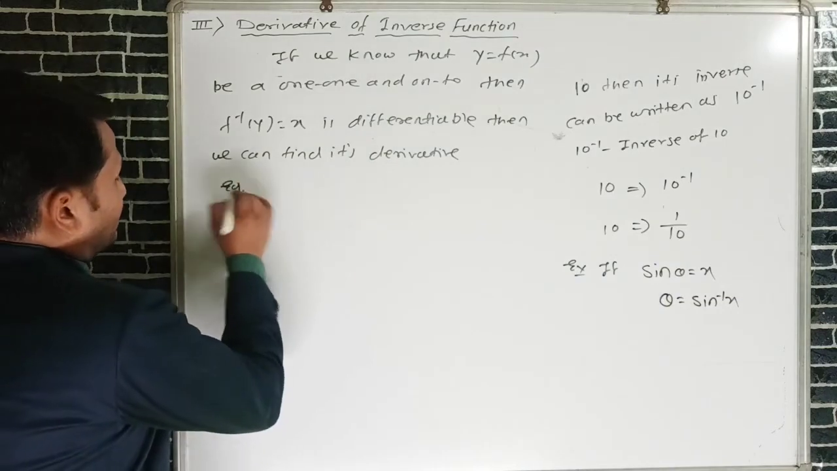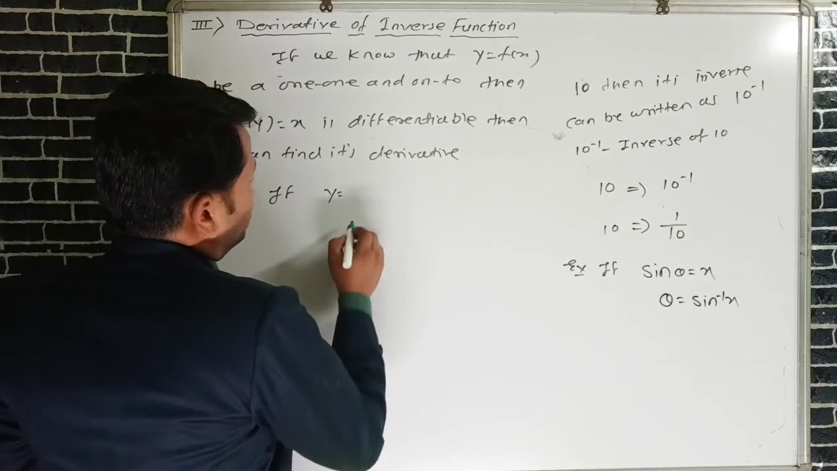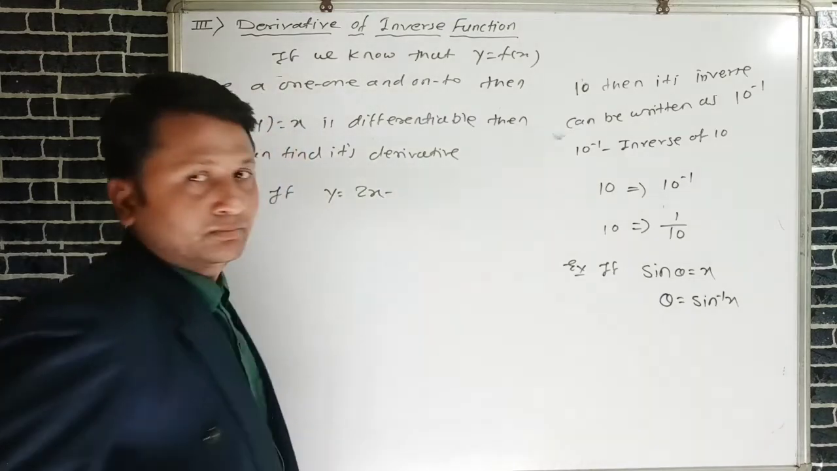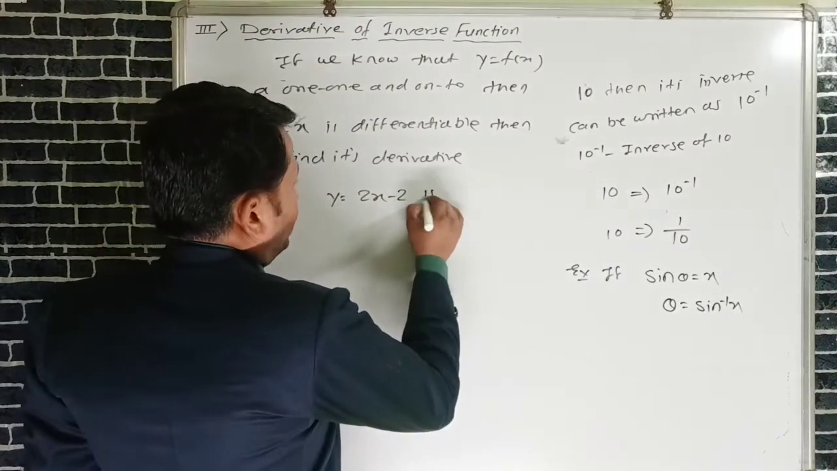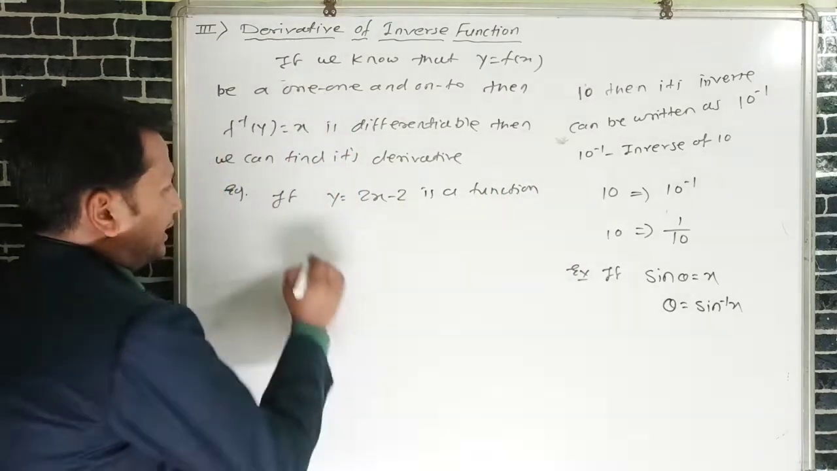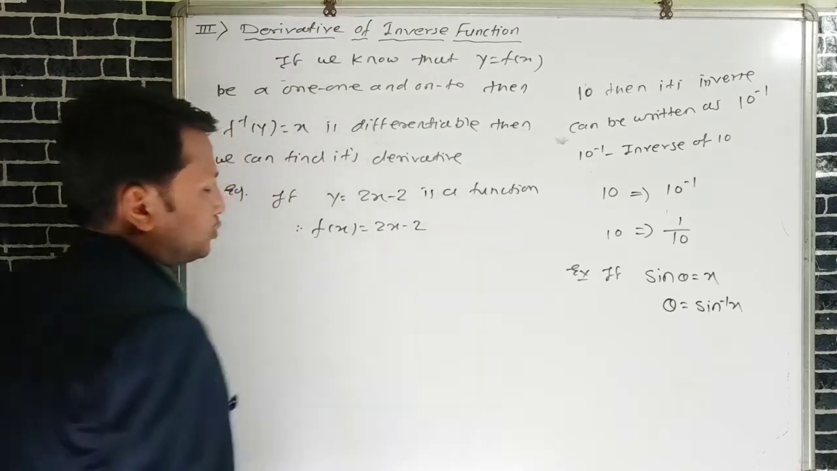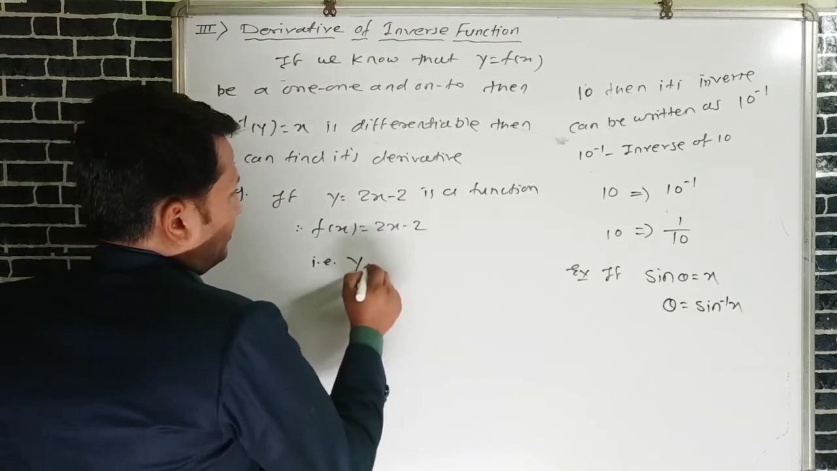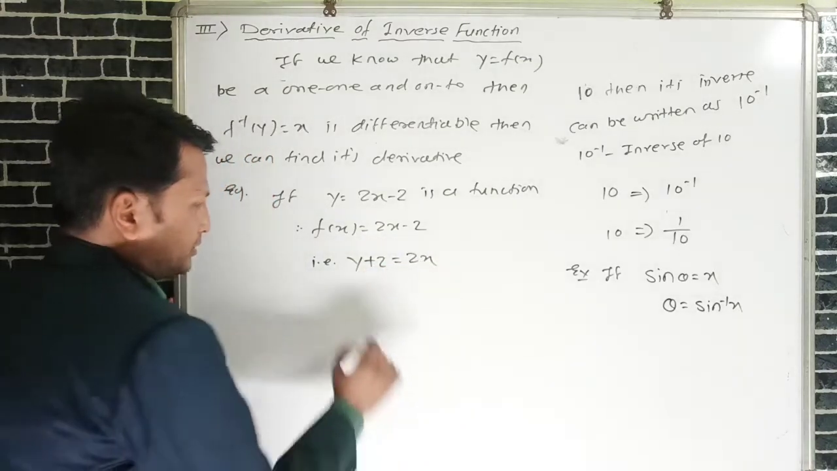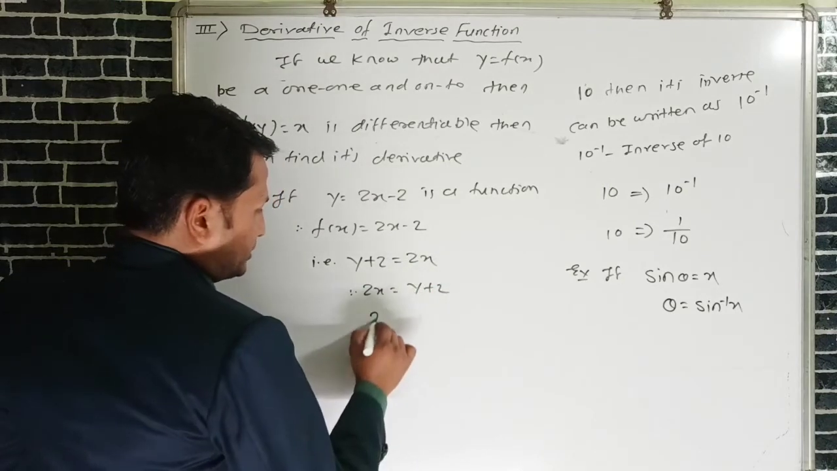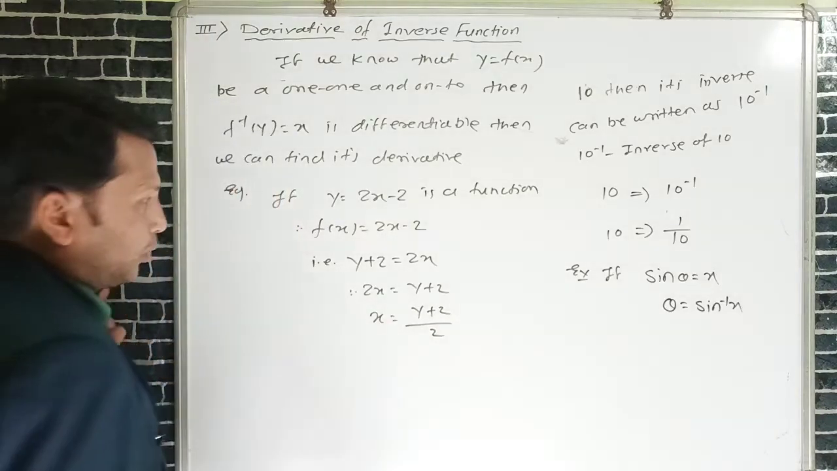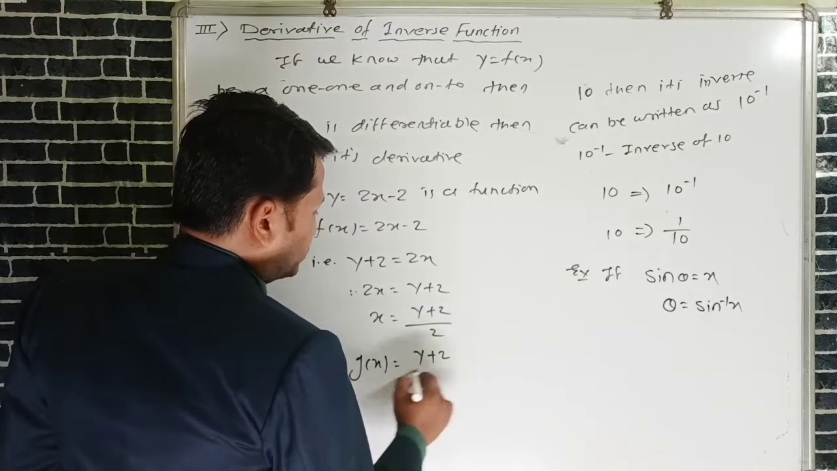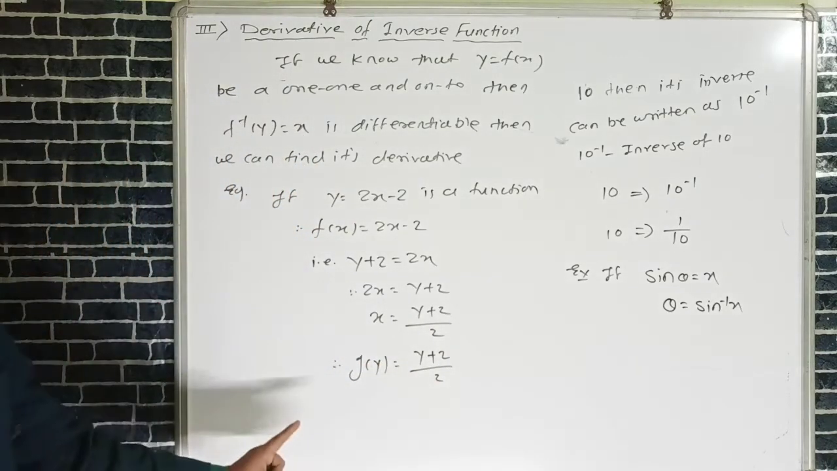For example, if y is equal to 2x minus 2 is a function, we can write f of x is equal to 2x minus 2. After that, y plus 2 is equal to 2x. Therefore 2x is equal to y plus 2. Hence x is equal to y plus 2 upon 2, which is the inverse of the given function: g of y is equal to y plus 2 upon 2.